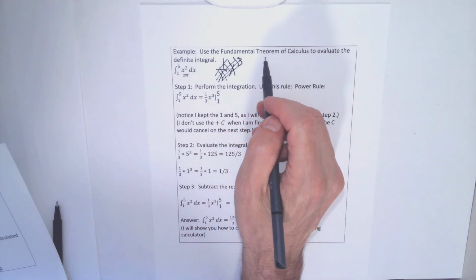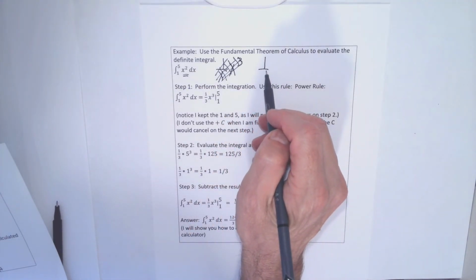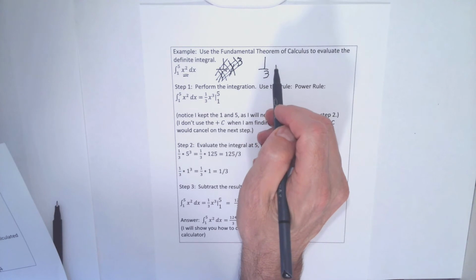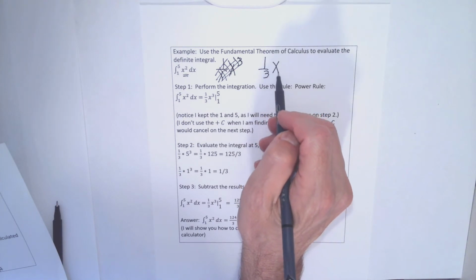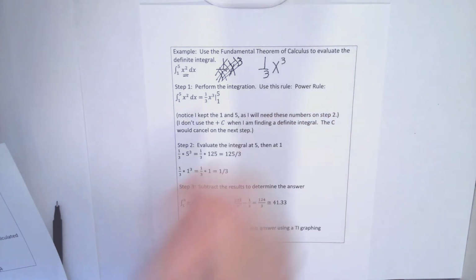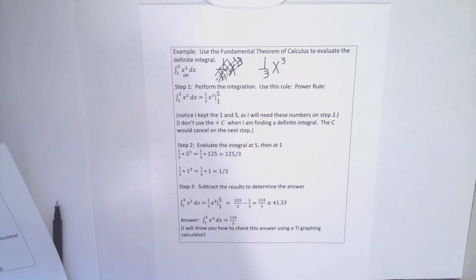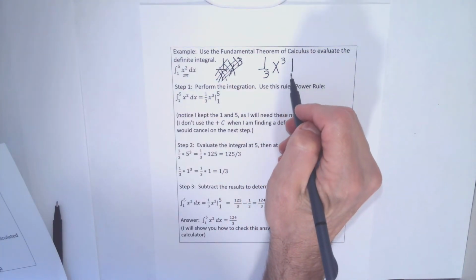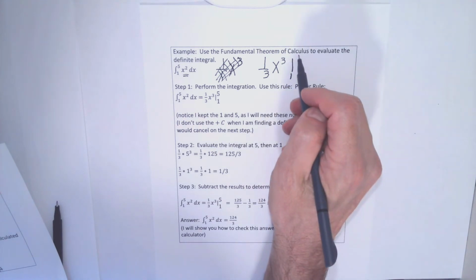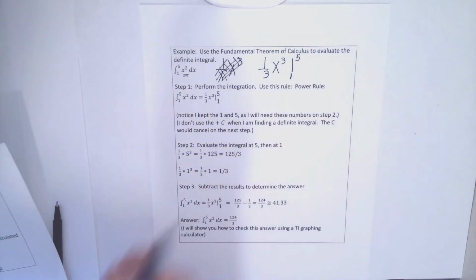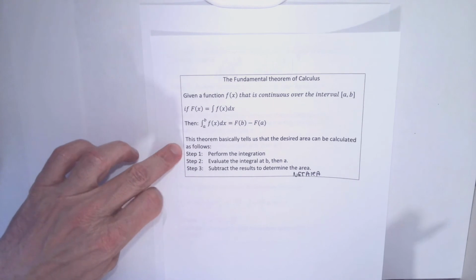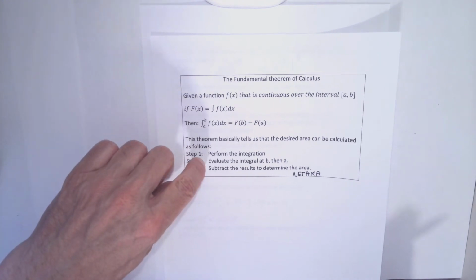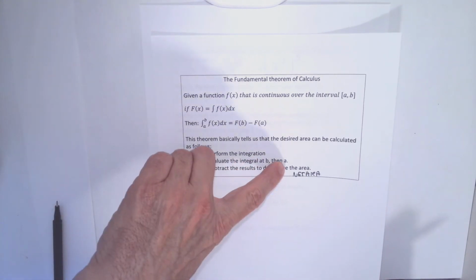But if I was to use the plus c here, it's going to cancel each other out, so it's not necessary to do the c's. So first I'm going to find the integral, just using the general power rule, and then I'm going to emphasize, I'm going to need to evaluate this integral at 1 and at 5. So the first step is just to perform the integration. Second step is to evaluate the integral at the higher number and then the lower number.